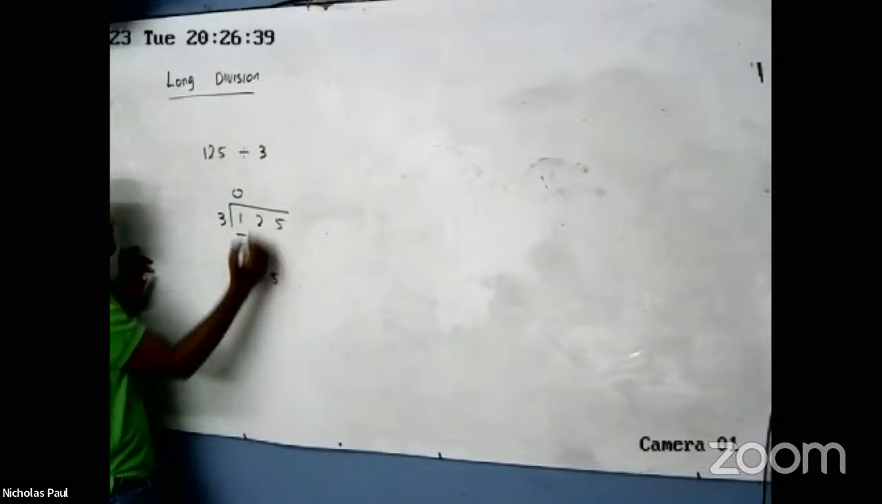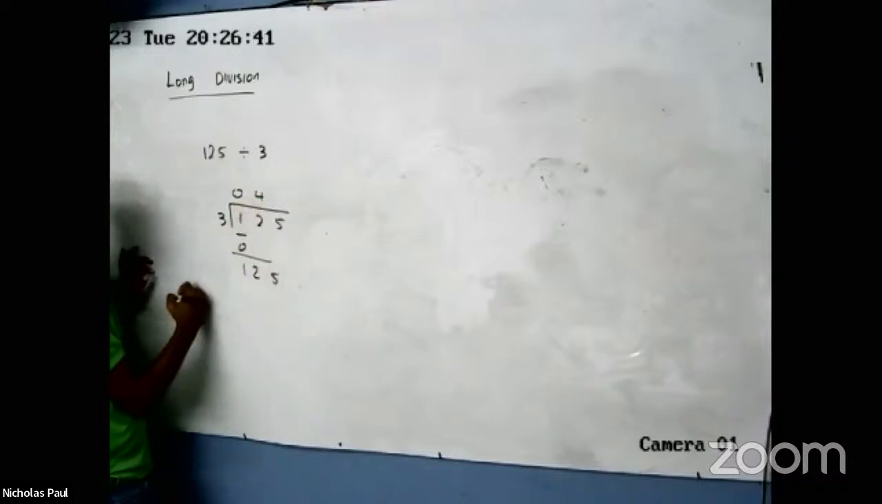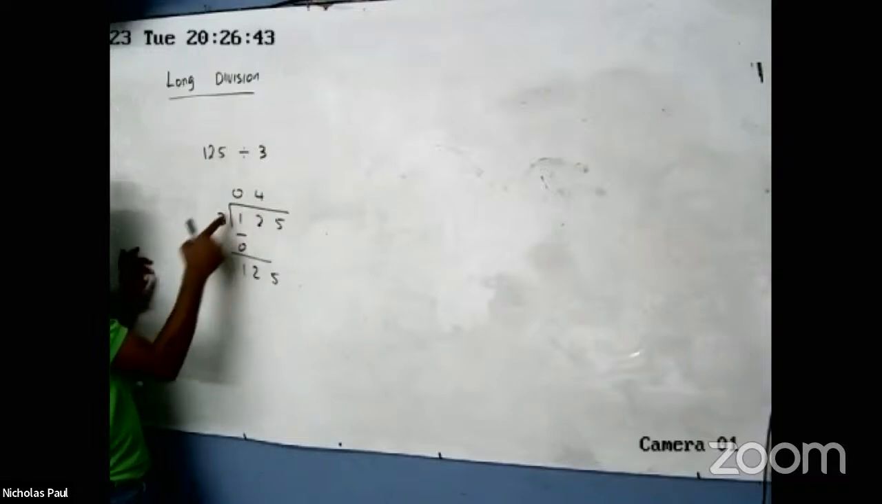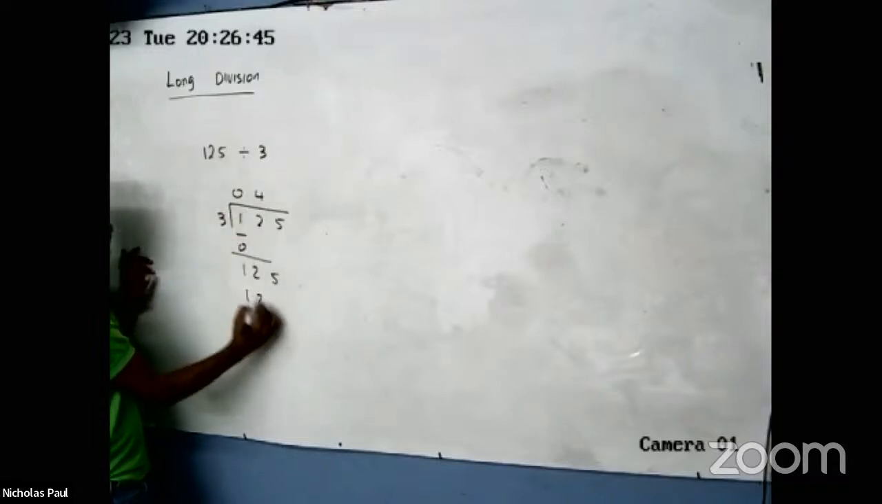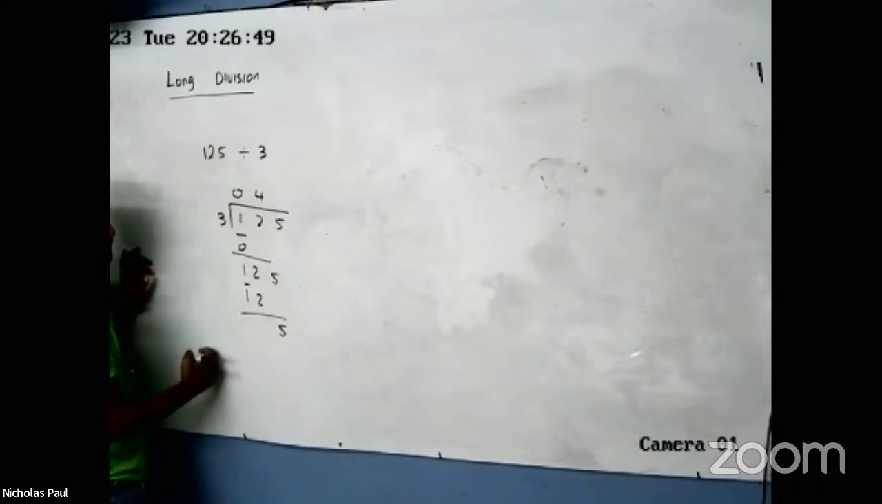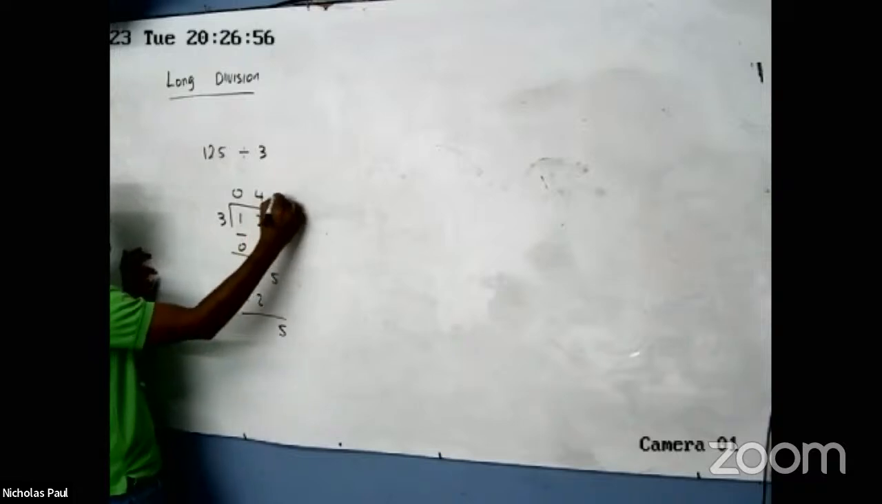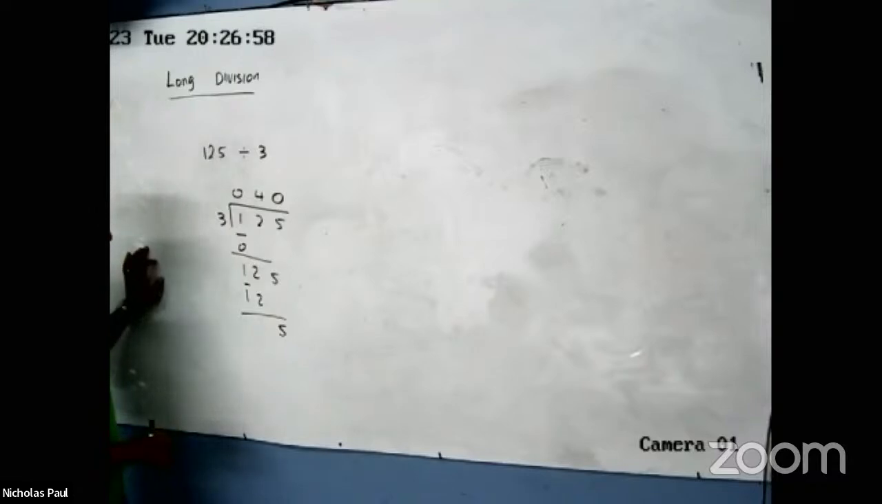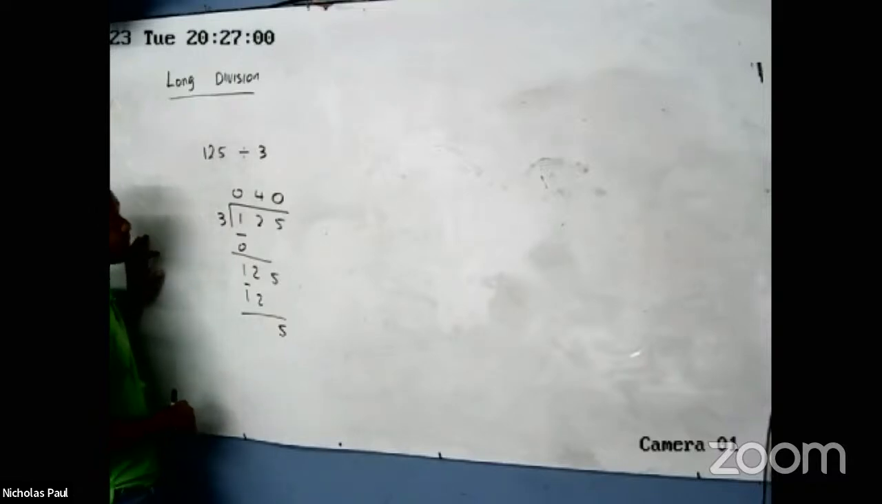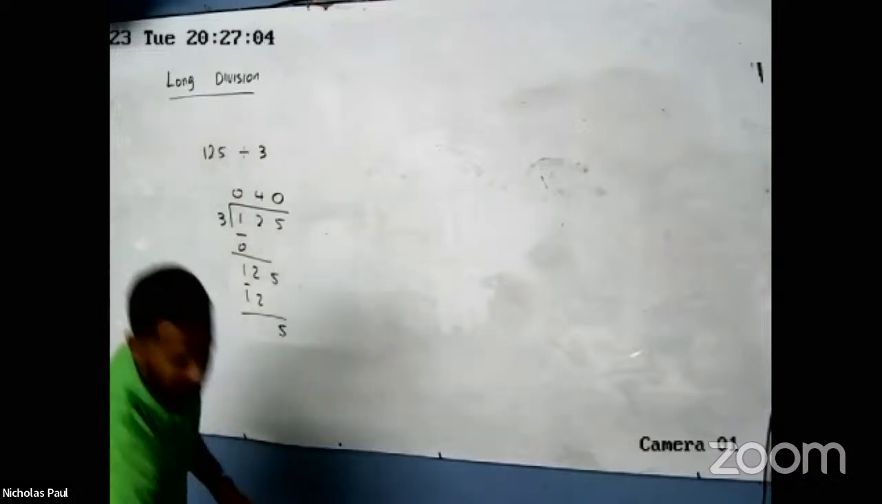3 into 12 is 4. 4 times 3 is 12. You subtract here. This will give you 0, and you bring down your 5. So the answer is 4 remainder 5. Well, something's wrong. Sorry, it should be 0 here. Yeah, something was wrong.